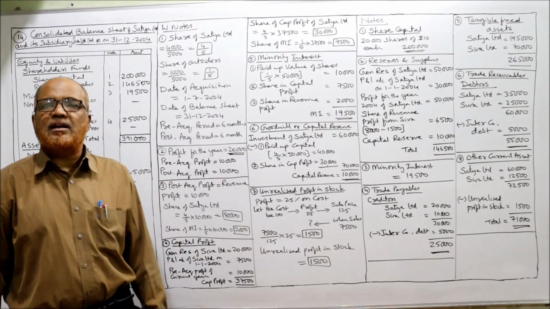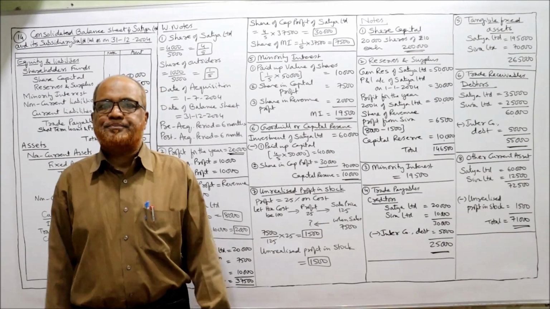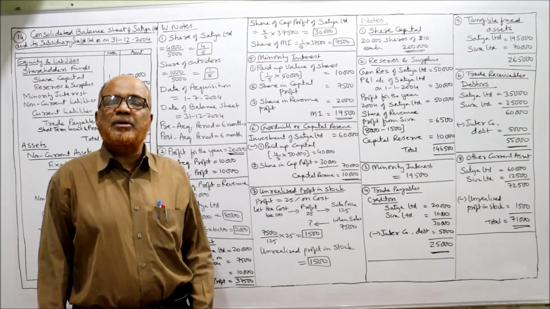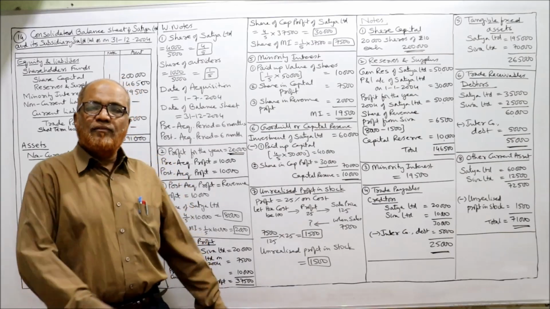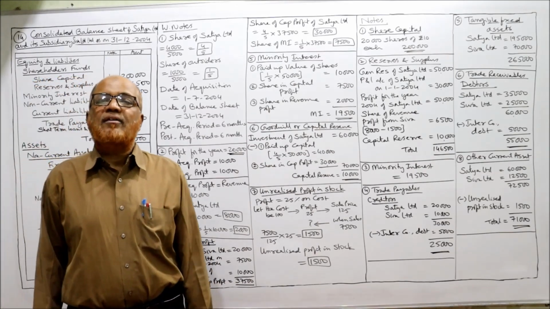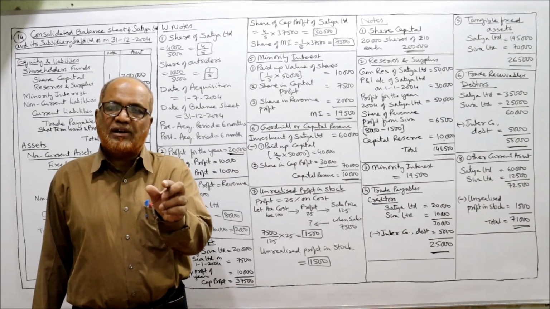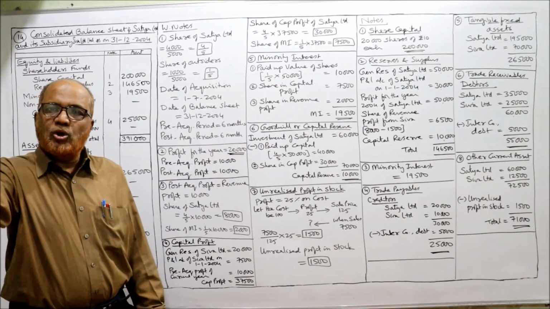This 1,500 will have a dual effect on the liability side as well as on the asset side. On the asset side, we deduct 1,500 from inventory, from current assets. On the liability side, we deduct 1,500 from the revenue reserve of Shiva Limited. That's it. Working notes we have completed.